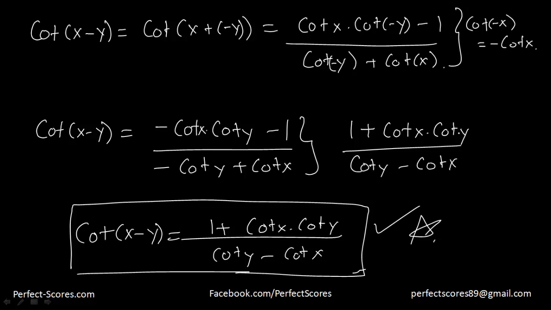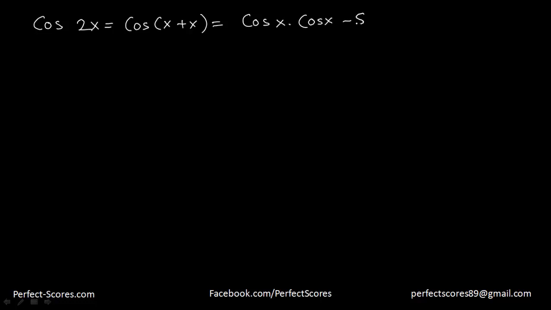Now that concludes all our important expressions, but using all those expressions you can generalize a lot of things. Let's suppose you want to find the value of cos 2x, which is equal to cos of x plus x. Now what is cos a plus b? It's cos a cos b minus sin a sin b. So it's going to be cos x into cos x minus sin x into sin x. So this is equal to cos square x minus sin square x.